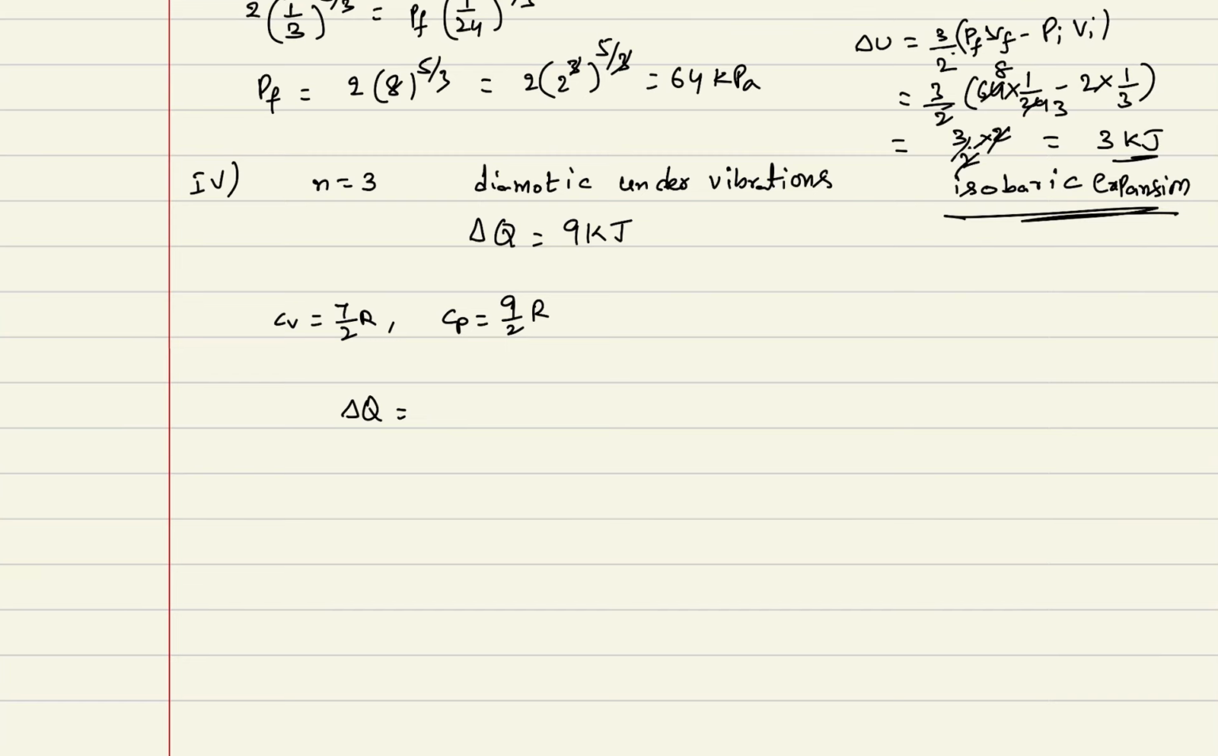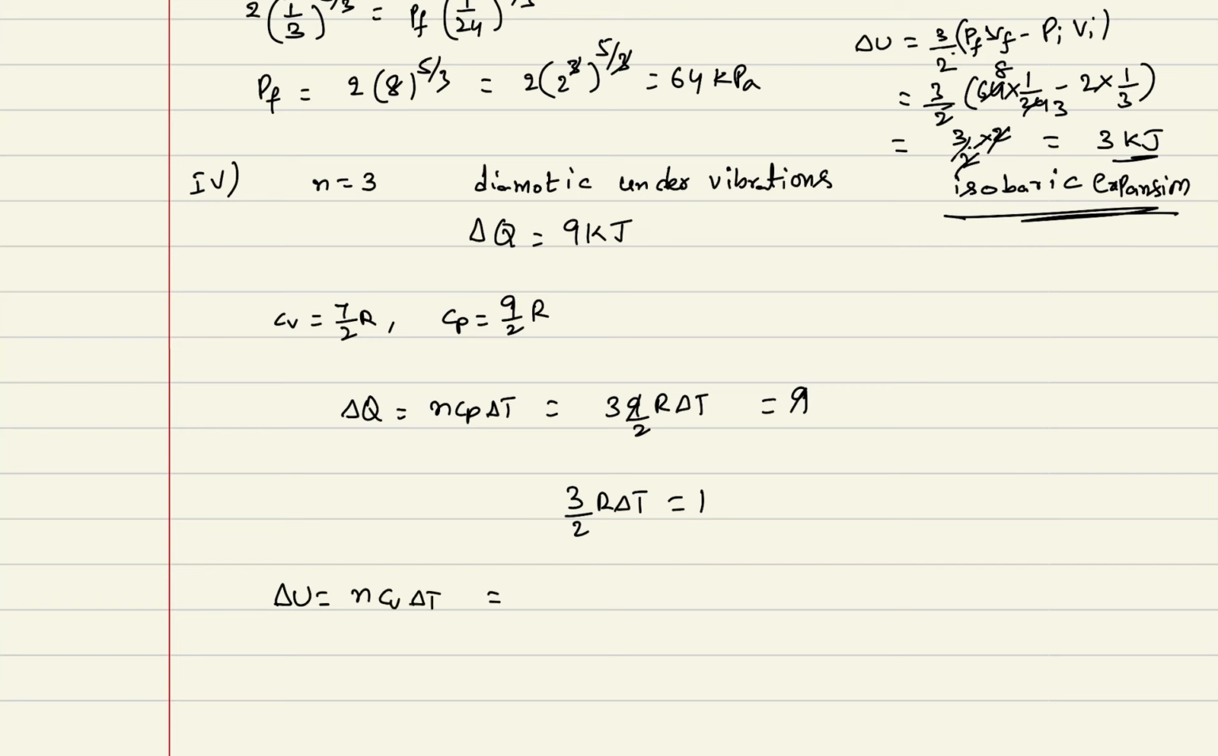You know that delta Q in isobaric process, isobaric expansion, is given by nCp into delta T. Now you can write nCp value is 3 into Cp value 9 by 2 into R into delta T. That value is given as 9 kilojoules. If you write 9 and 9, they get cancelled. Finally you can get the value of 3 by 2 R delta T is 1.